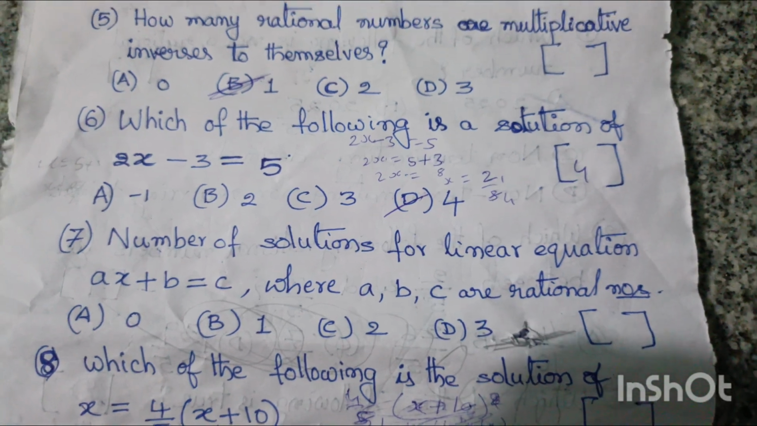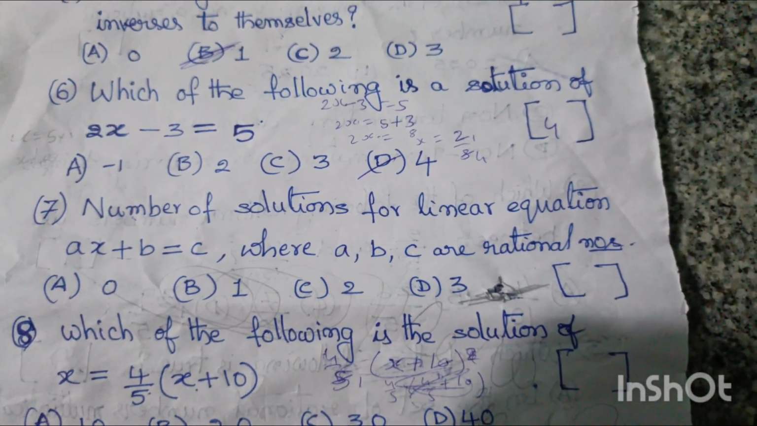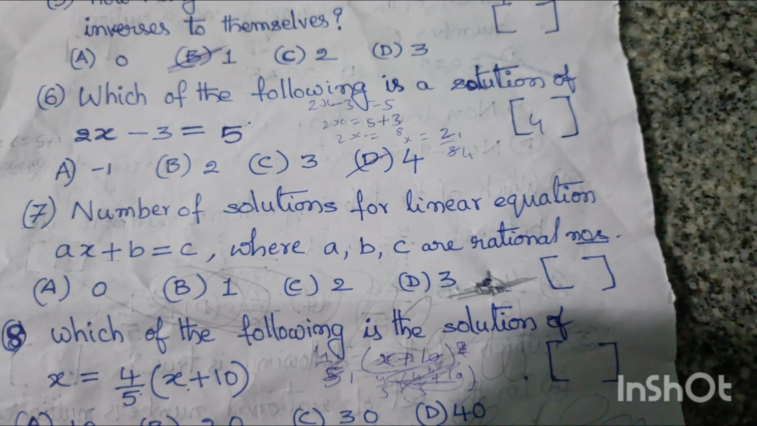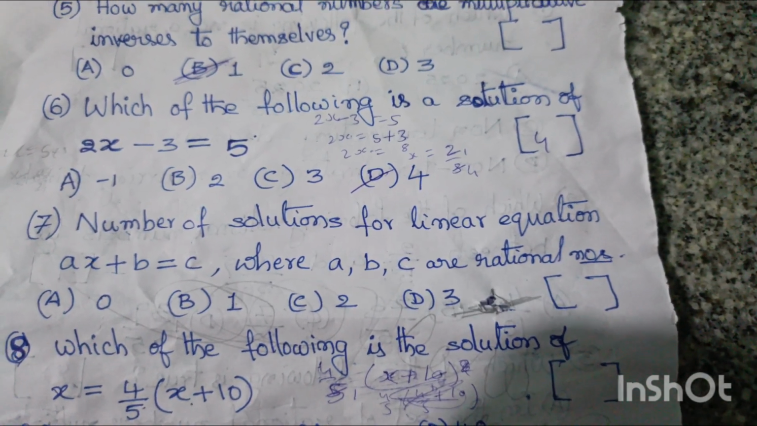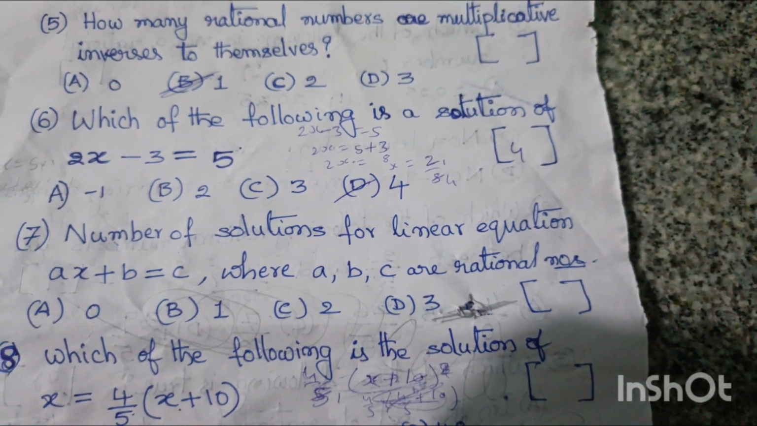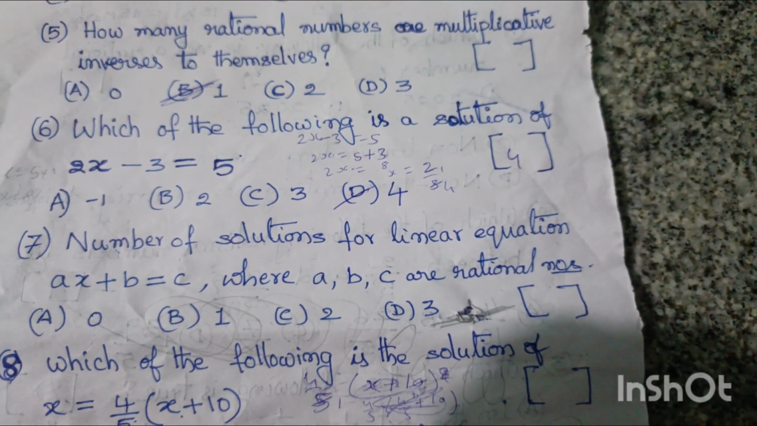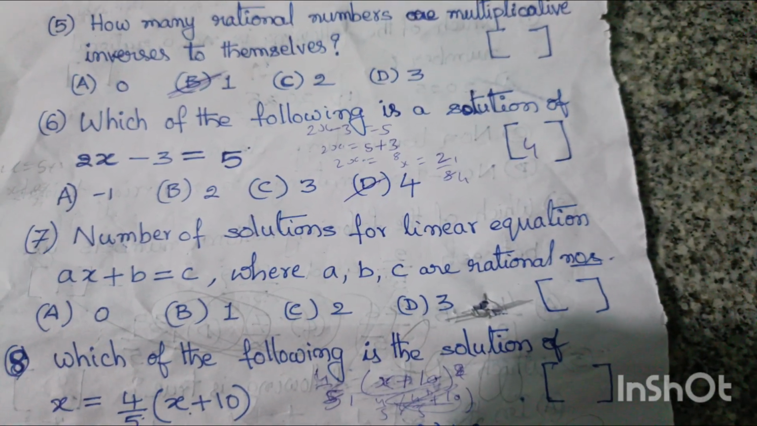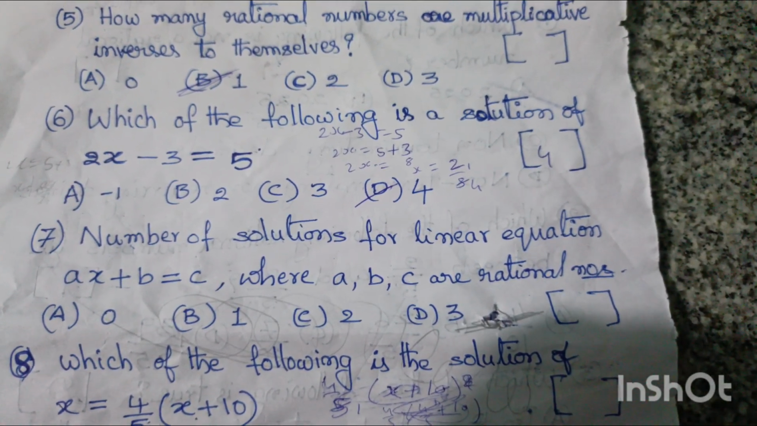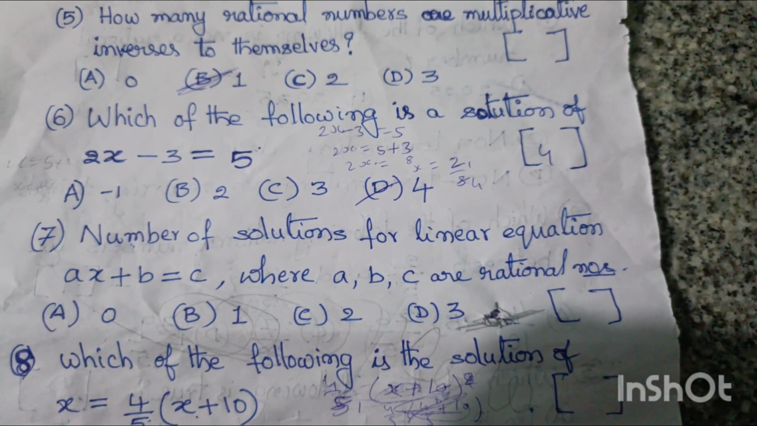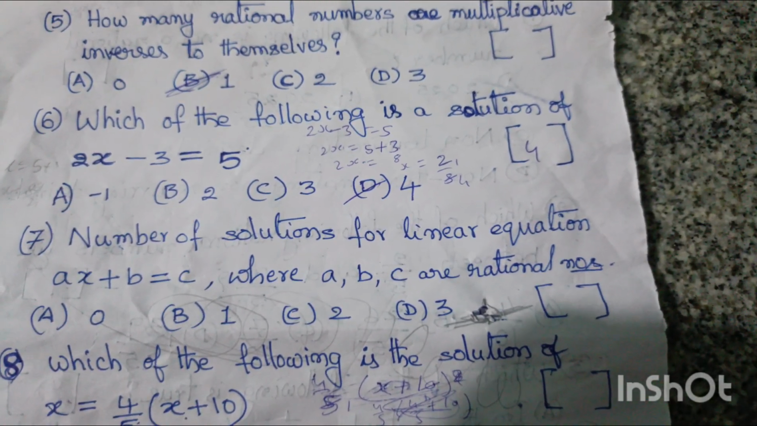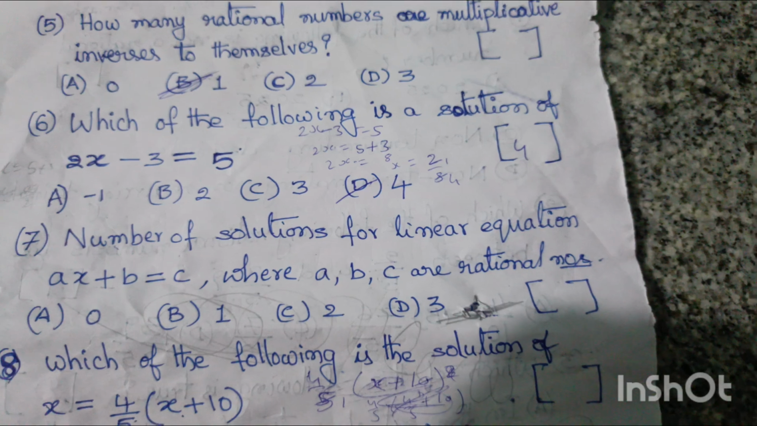Which of the following is a solution of 2x minus 3 is equal to 5? Whenever it is given like that, you can solve the question or you can substitute the values. If the question is very big, you substitute the values in the given equation on both left and right hand sides. Now 2x minus 3 is equal to 5. If minus 3, that means 2x must be 8, 8 minus 3 is 5, we know. So 2x should be 8. That means x must be 4.